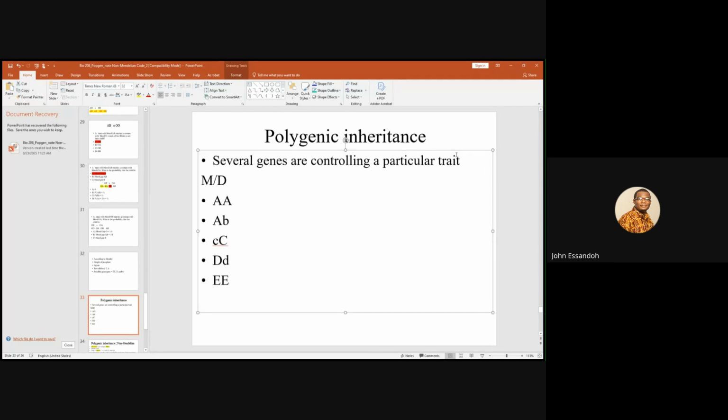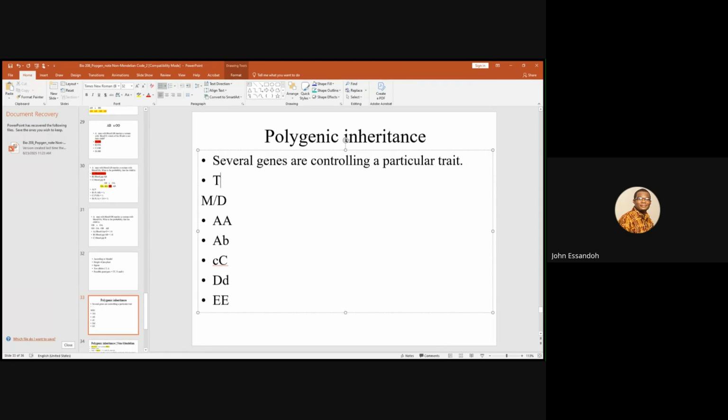And when that happens, we call that phenomenon polygenic inheritance. So polygenic inheritance is whereby several genes are controlling a particular trait. Several genes are controlling a particular trait. All right. Now, with several genes controlling a particular trait, what are these traits usually?